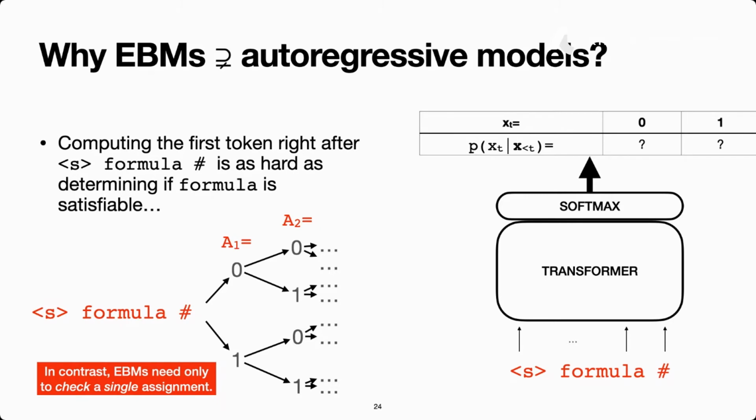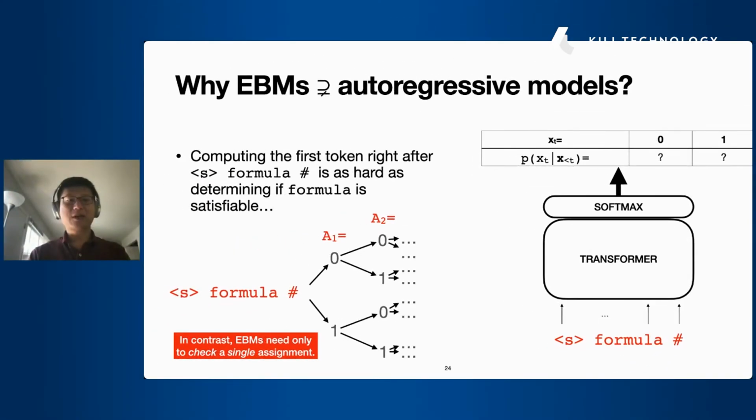Apparently, converting the huge branching tree to an autoregressive model takes a lot of computation, and we cannot store the pre-computed results in a fixed size model. In contrast, energy-based models do not need to check all continuations. They just need to ensure that they can score a single one. In other words, energy-based models do not need to know how to compute the partition function.